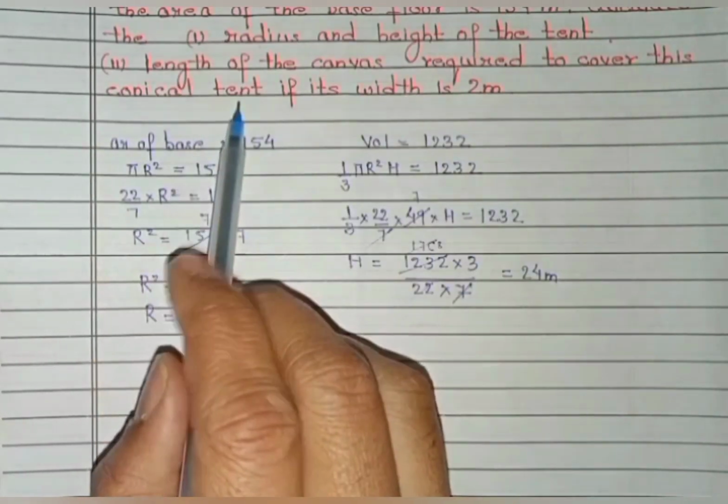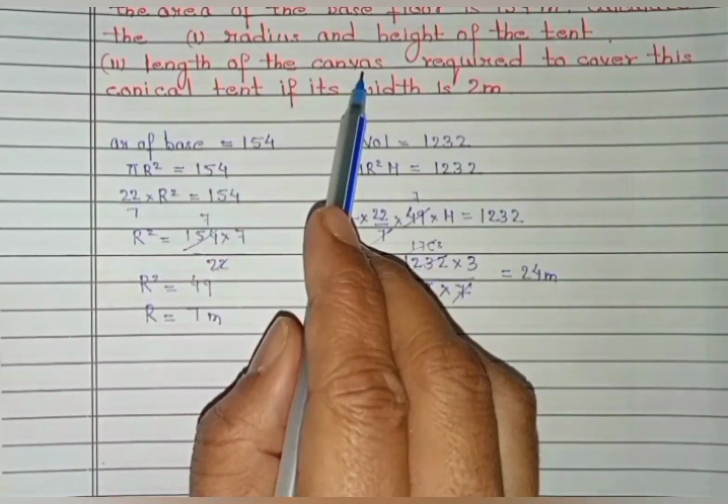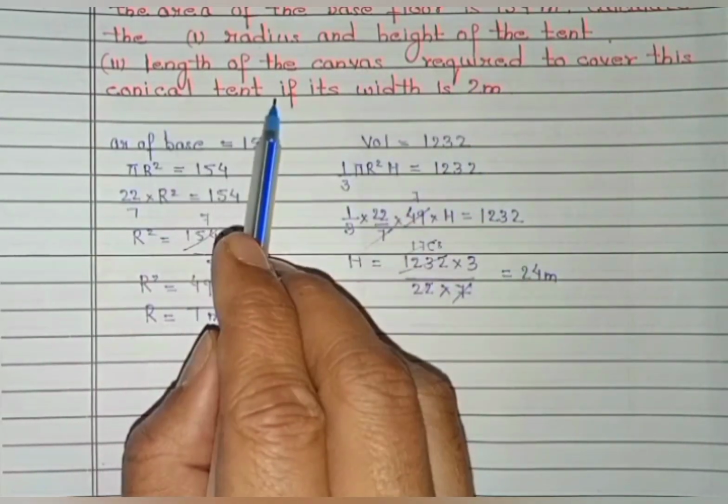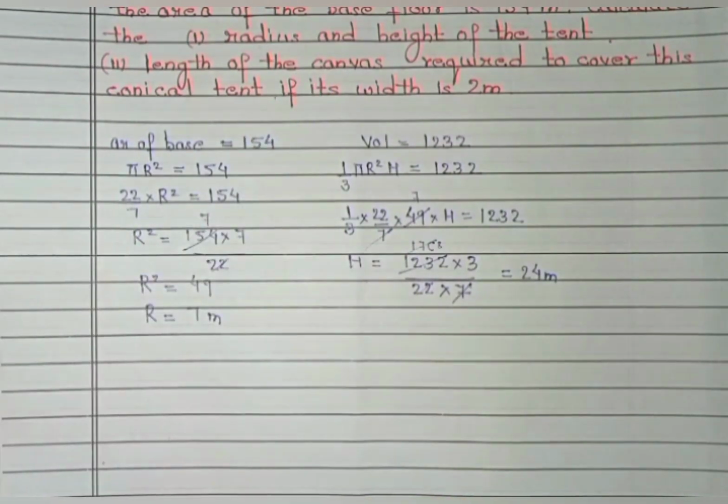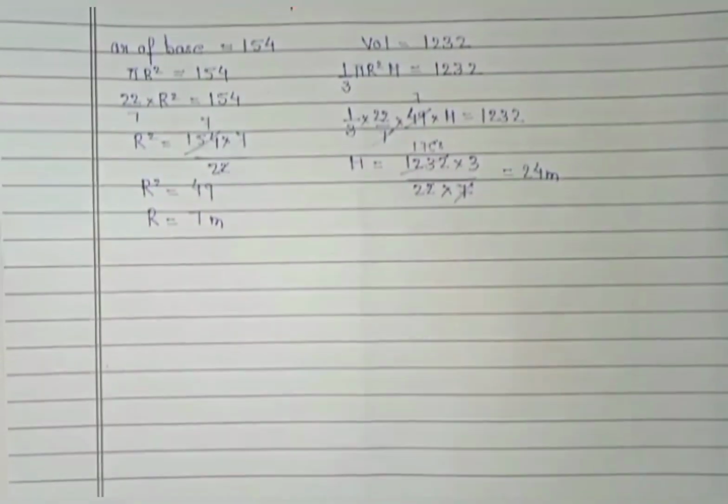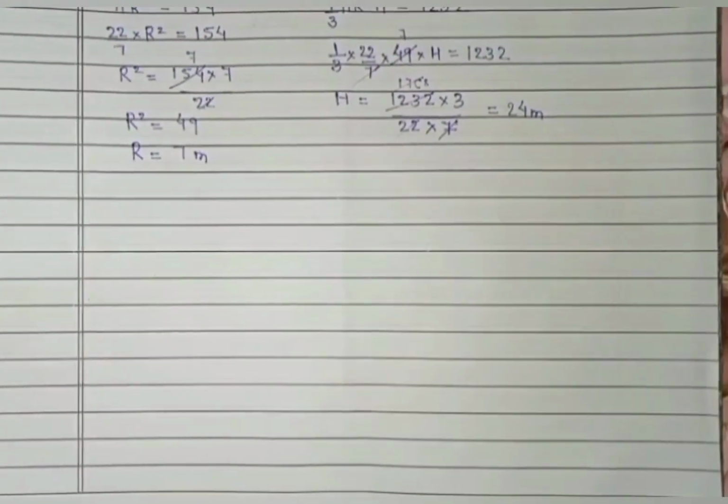Now the question says we have to calculate the length of the canvas required to cover the conical tent. Now for this we need to calculate the curved surface area of the conical tent, because this canvas will be used only on the curved surface area. So here we will need to calculate the curved surface area of the conical tent. Now to calculate the curved surface area of a conical tent, you must know the slant height. So what we will do here, first of all, we will calculate the slant height of the conical tent.